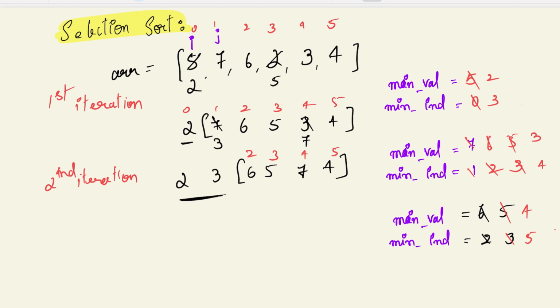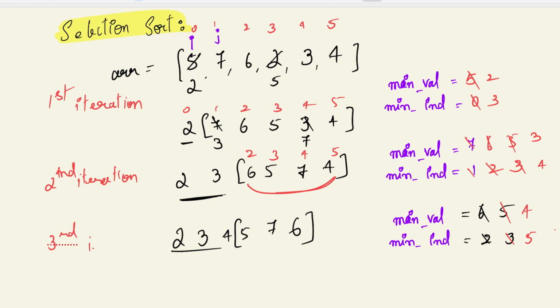So now obviously the exchange will take place. In the third iteration, the resultant array is obviously 2 3 4 5 7 6. Now you have to check this part, and these three are sorted.